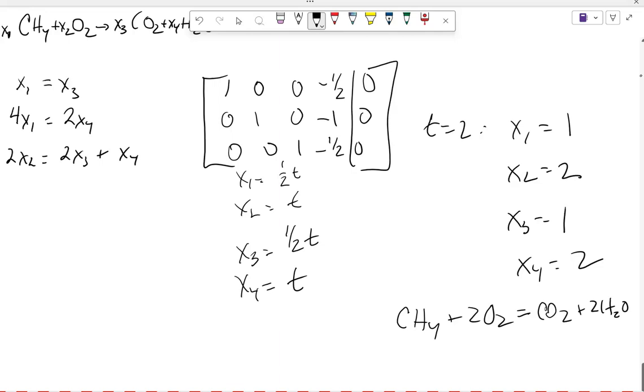So this one is hydrogen. Anytime I have this compound, there's 4 hydrogen atoms. So if I have 2 of them, there would be 8. If I have 3 of them, there would be 12, and so on down the line. So that's why it's 4 x1. And then over here it's 2 x1, that's why it's 2 x4.